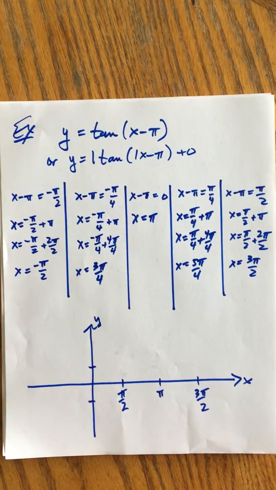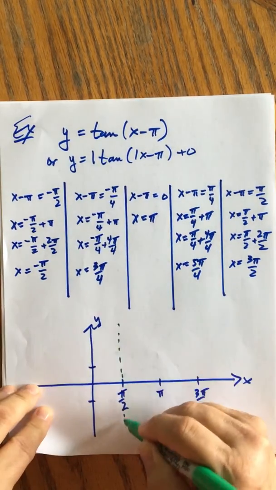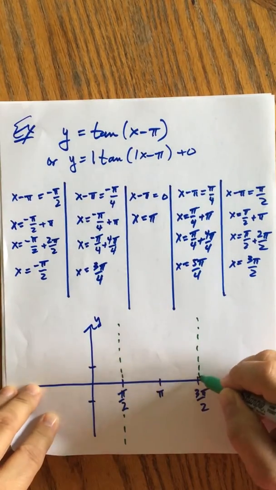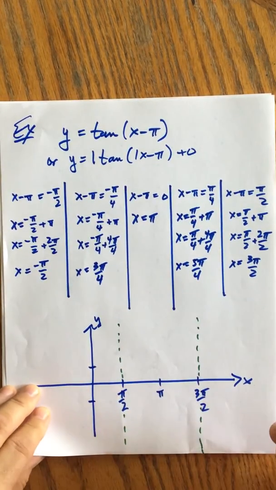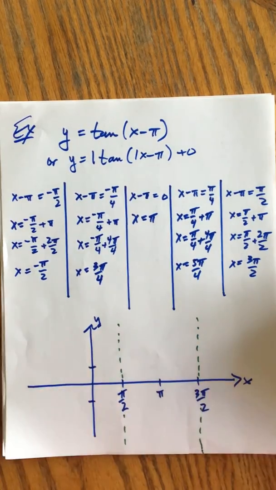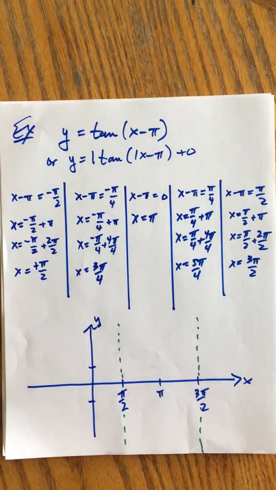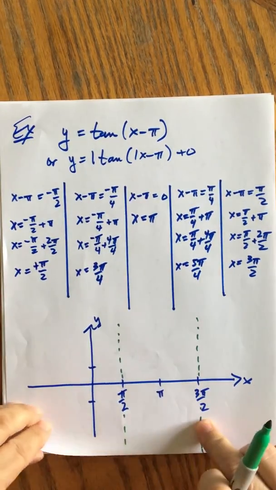So here, once I have these, I would say, okay, here's my asymptote, and here's another asymptote. Oh, this should be a positive pi over 2. My apologies, I'm not sure why that came out negative. It's positive. Thank you. All right, so there's my asymptotes.